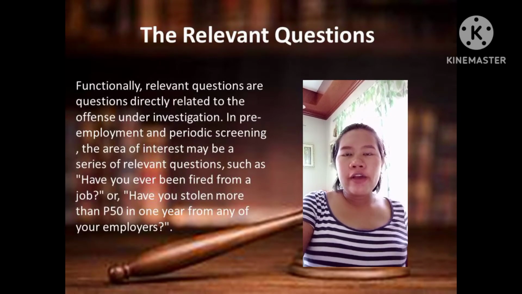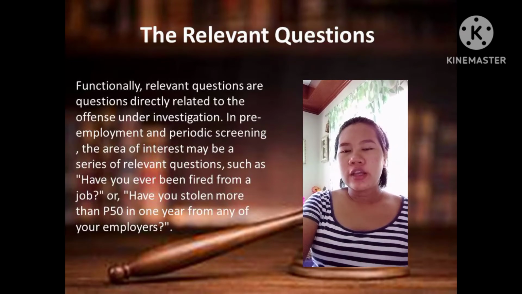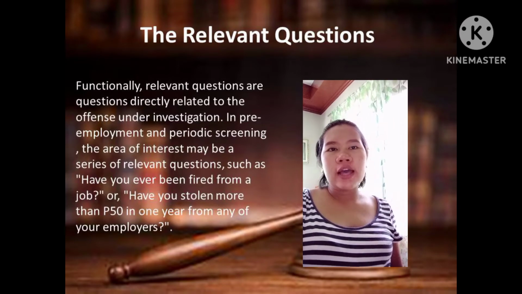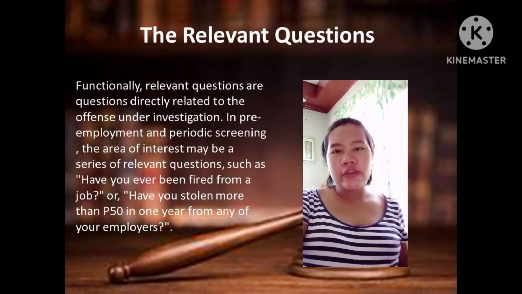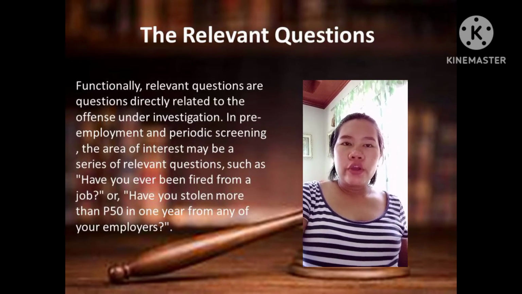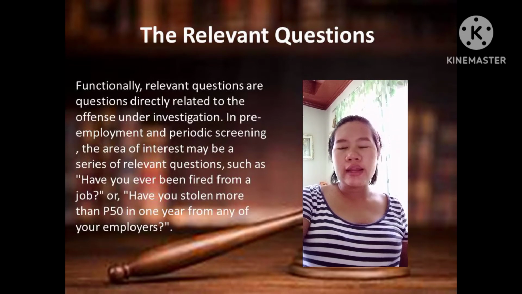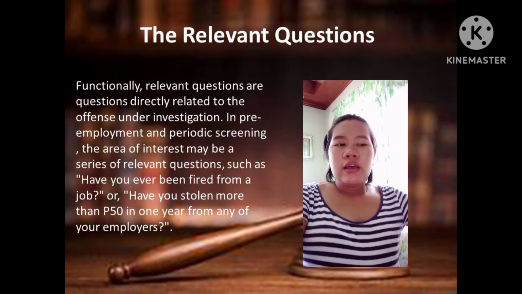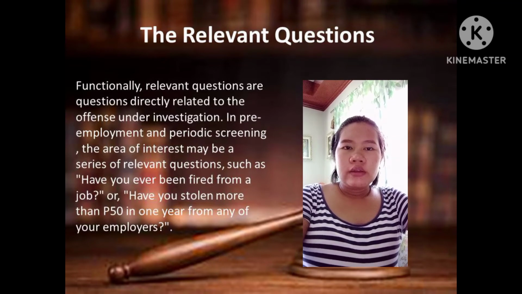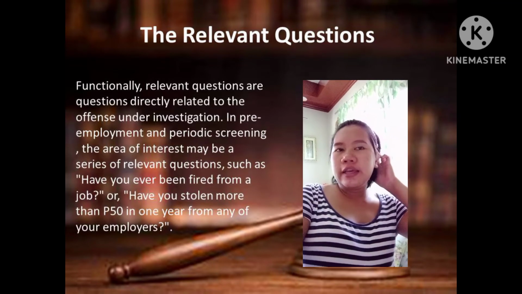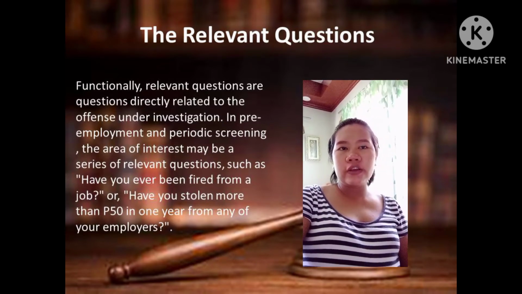So what is a relevant question? A relevant question is a leaded or material question. These questions pertain to the issue under investigation. It is equally important to limit the number of relevant questions to avoid discomfort to the subject. Relevant questions must be very specific to obtain an accurate result. Functionally, relevant questions are directly related to the offense under investigation.